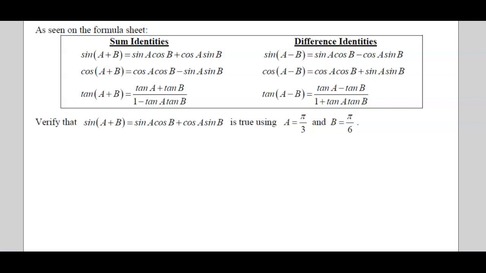Okay? Cos A plus B, take a look. It's cos A, cos B, sine A, sine B. So both the same trig ratio. Cos first. And then this is a plus, this is the opposite of sine. Cos A minus B, cos, sine, but the opposite to what was given there.